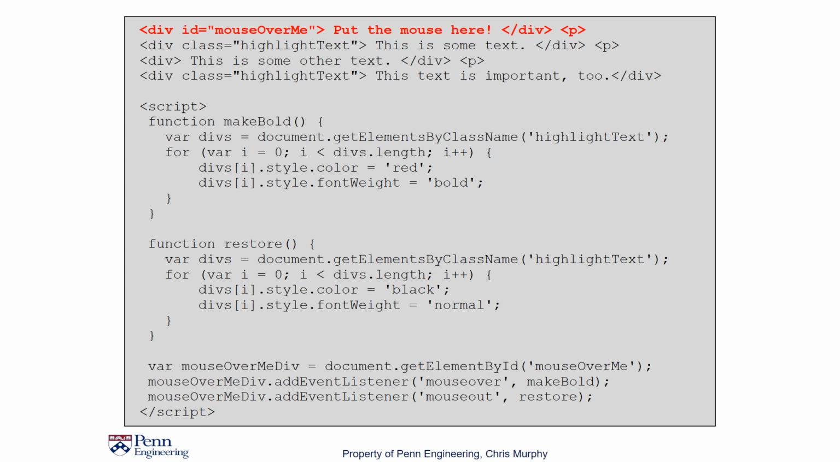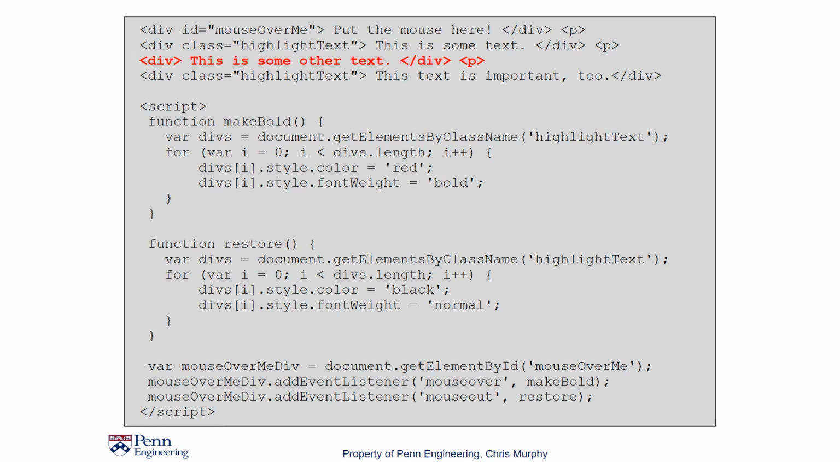Up here, we've created 4 divs. We've got the first div, which I've given the ID mouse over me, and the text "put the mouse here." The second div is in a class called highlight text. Remember the difference between an ID and a class. Only one element in the entire HTML page can have this ID, but multiple elements in the HTML page can be in this particular class.